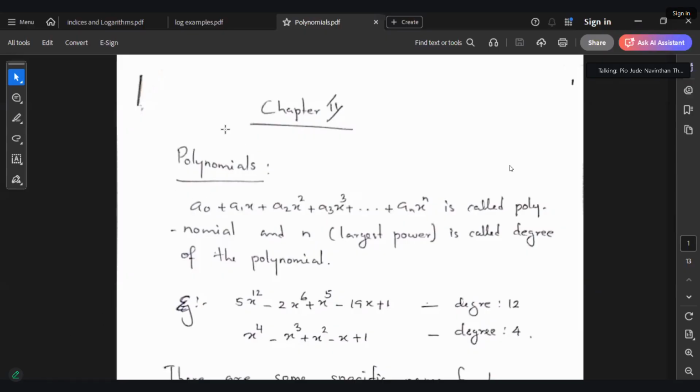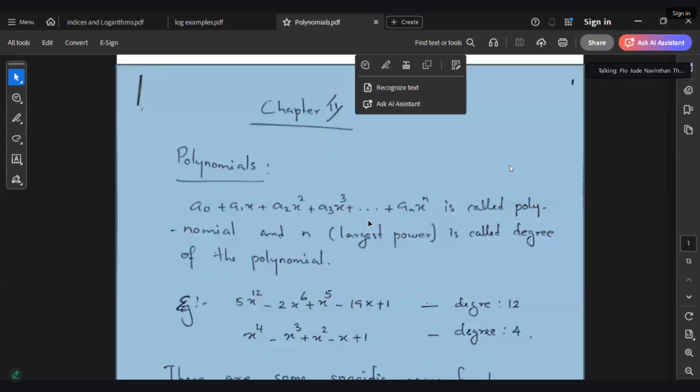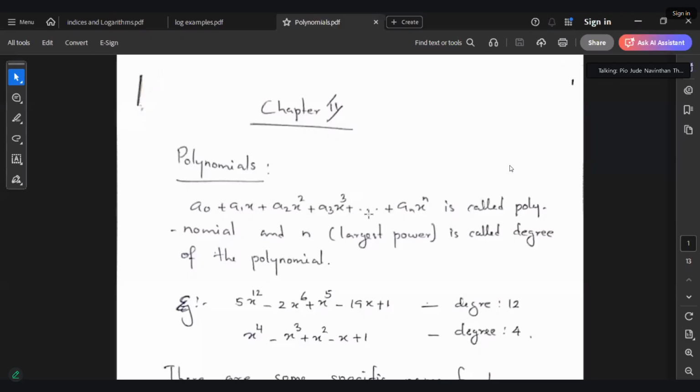So how do we say it? The polynomial will be a sequence, a series. Here you can see the general format. This is the general format of the polynomial: a0 plus a1x plus a2x squared plus a3x cubed, x to the power 3, plus up to, some a4, a5 like that. The last element is an x to the power n, right?